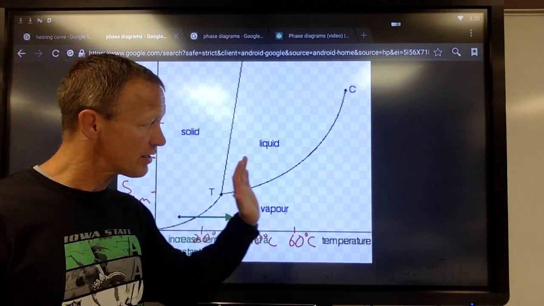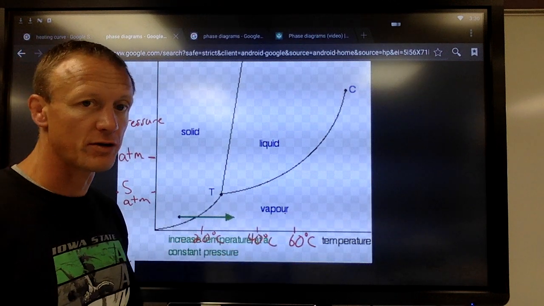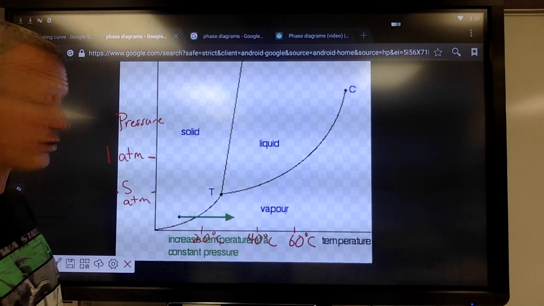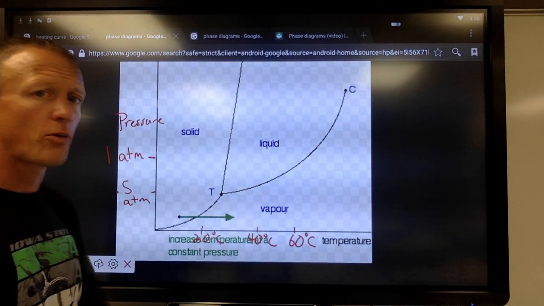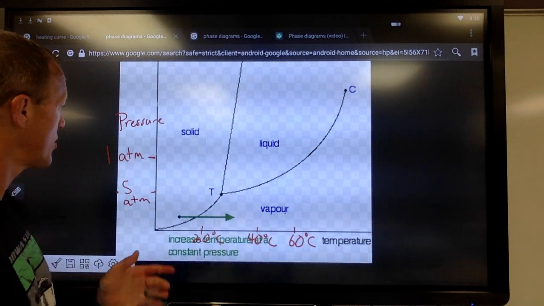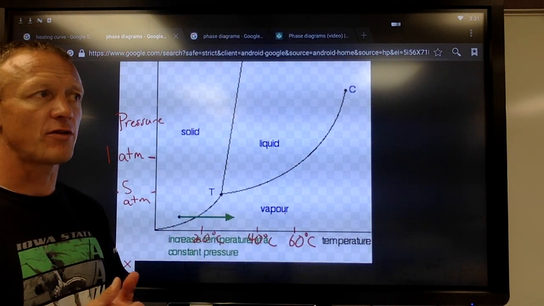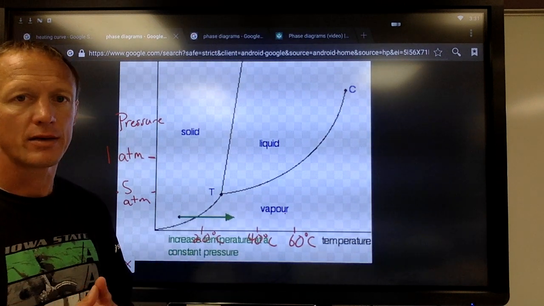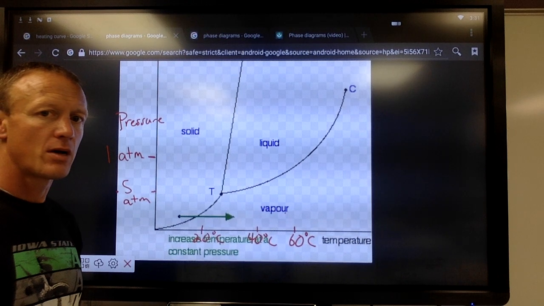So increasing temperature going this way, heating: 20, 40, 60 degrees Celsius. And this side is pressure, okay, which is a little bit hard to see. Normal pressure is 1 atmosphere. So at sea level, atmospheric pressure is called 1 atmosphere pressure. Since we're a little bit above sea level, our pressure is a little bit less than that. We're probably like 0.95 atmospheres of pressure right now.